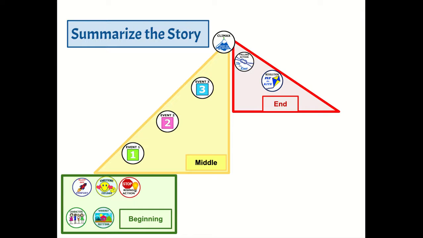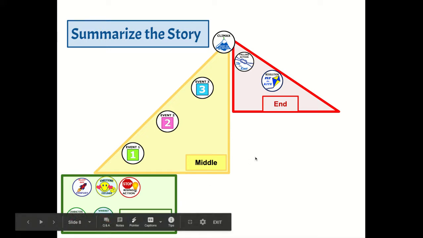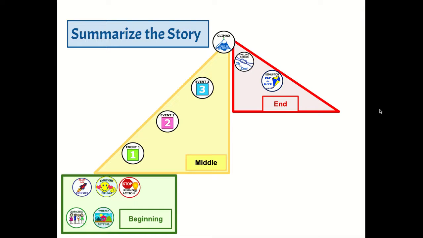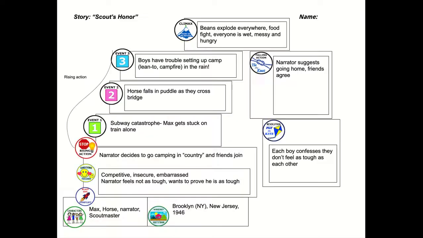First, when summarizing the story, it will help to look at your graphic organizer for the plot structure and story elements that we talked about in class. If you recall, there are 3 major sections to the story: the beginning, middle, and end. But within each section, there are certain elements that the author introduces. Remember that we filled out a graphic organizer for Scout's Honor using these elements.